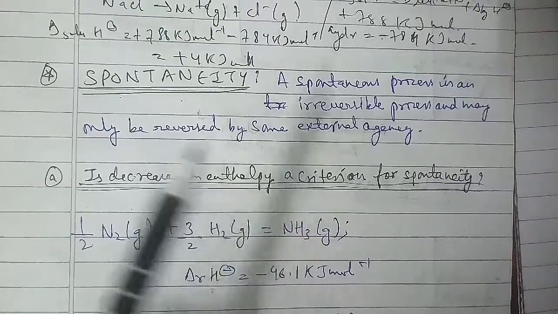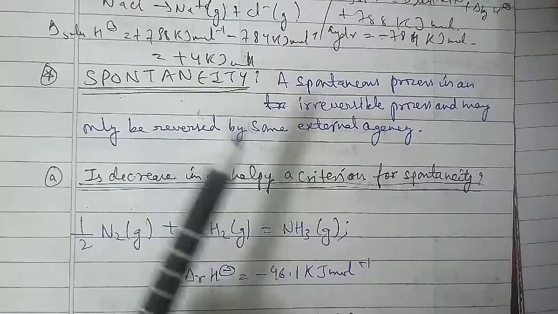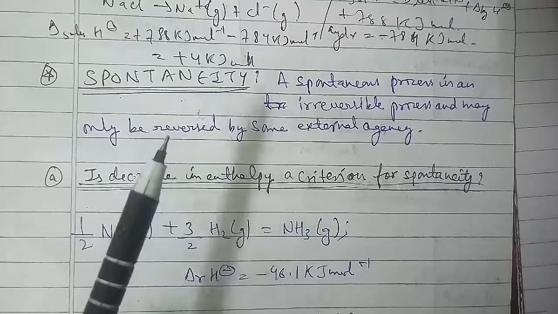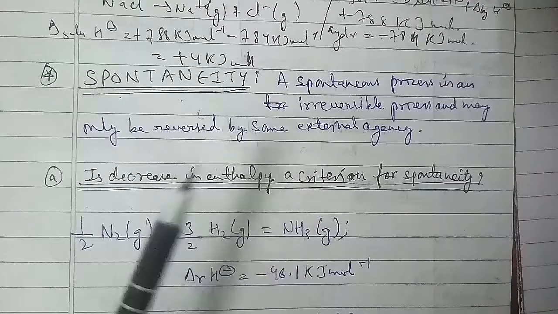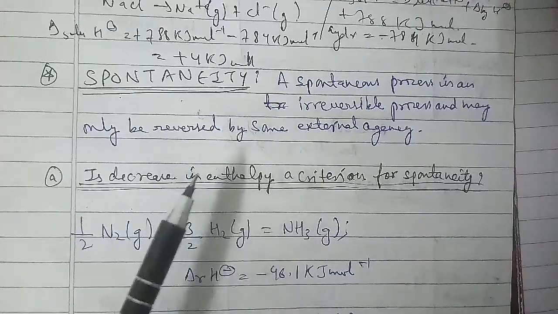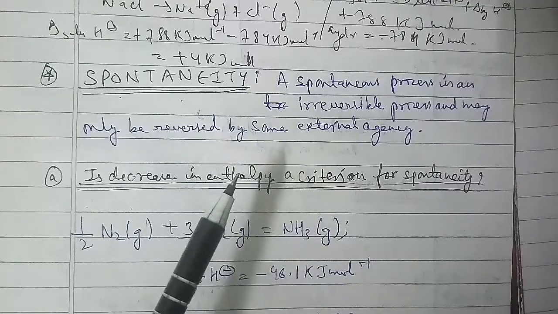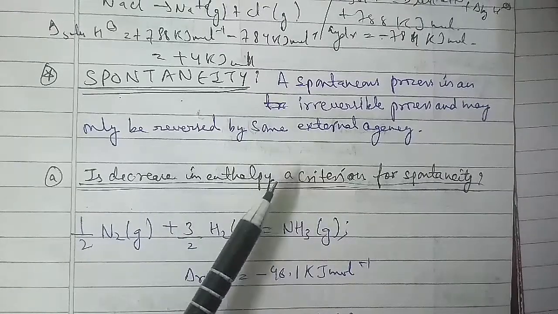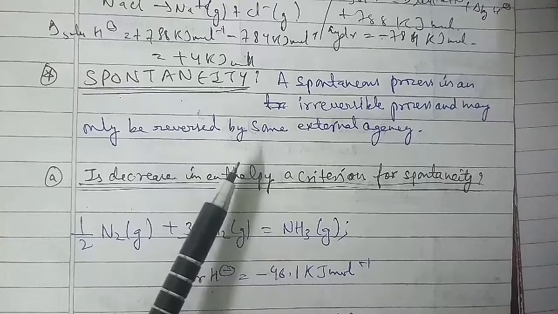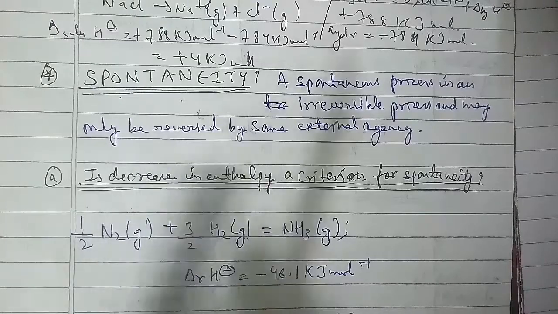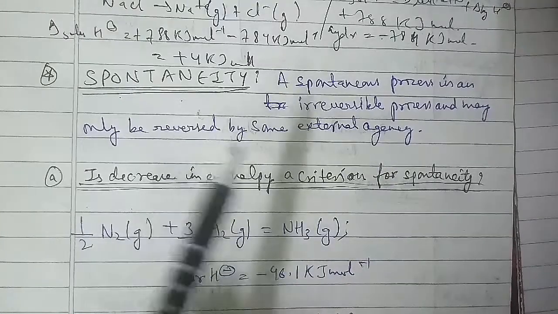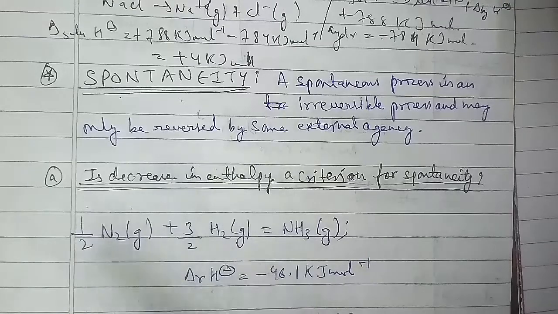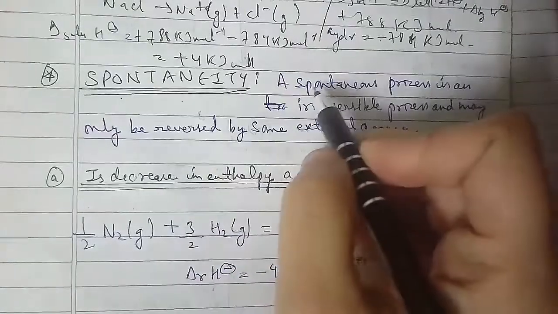Spontaneity: with regard to spontaneity, the first criterion is a decrease in the enthalpy. If we assume this, we examine phenomena like the flow of water downhill and the fall of a stone onto the ground, and we find that there is a net decrease in potential energy in the direction of the change. By analogy, we may attempt to apply this to chemical change.